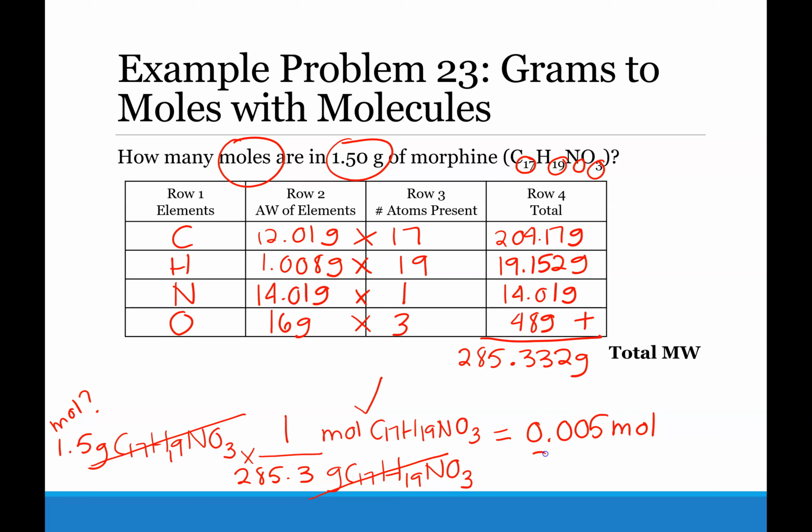moles of C17H19NO3. Let me know if you have any questions with example problem 23.